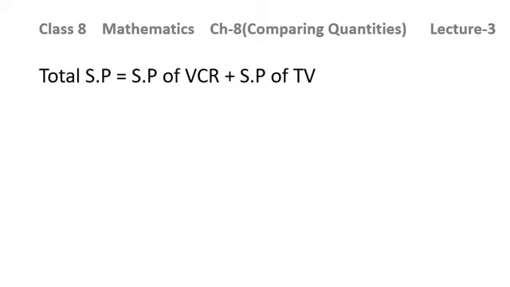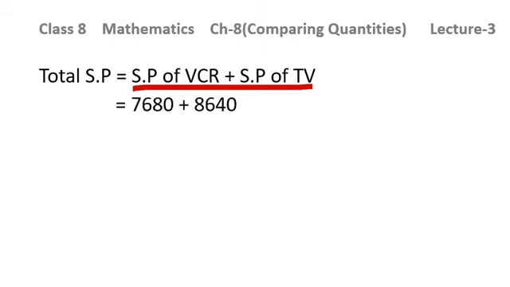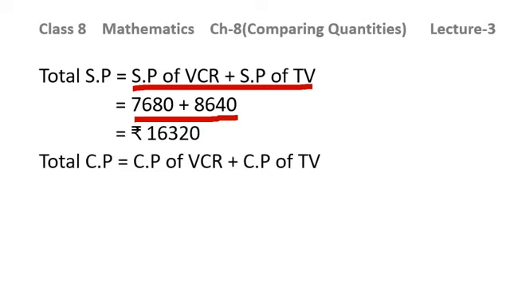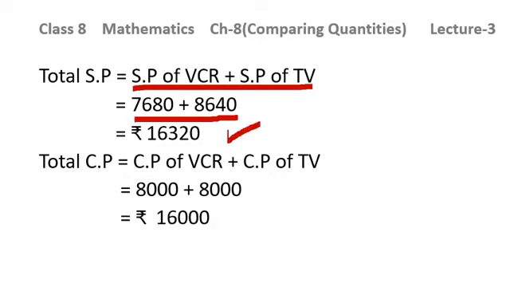So total SP will be given by SP of VCR plus SP of TV. It will be 7,680 plus 8,640. We have calculated separately in both cases, VCR as well as TV. So the total will be 16,320. Now total CP, that is CP of VCR plus CP of TV, is 8,000 plus 8,000, that is 16,000. So total SP is 16,320 and total CP is 16,000. As you can see clearly, SP is greater than CP, so it is a case of profit.